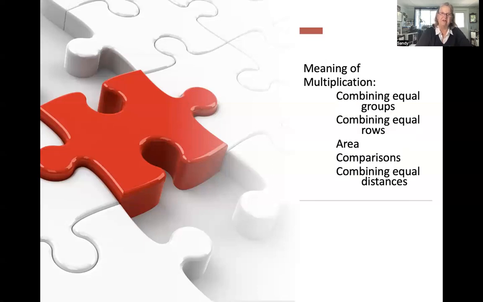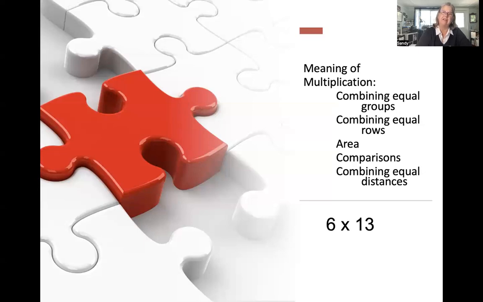Now, let's think about multiplication. Normally we'd go addition, subtraction, multiplication, division, but I want to look at multiplication next because it's also about combining and joining, except in this case, we're combining equal groups or equal rows. We also see multiplication when we're talking about area. We see it in multiplicative comparisons. And then we also have that combining equal distances.